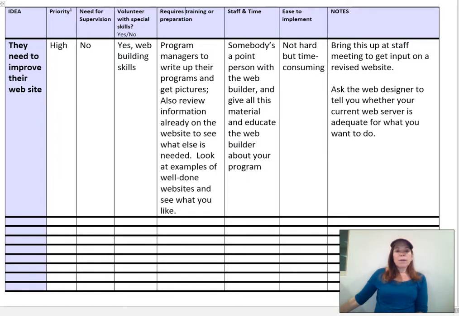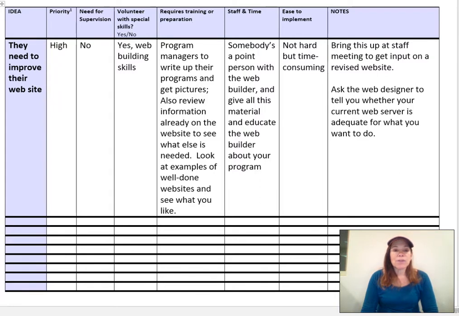All right, but what about, do we need volunteer with special skills? Yes, we know that we do. We need somebody that has good web design skills. Okay, so are they going to require training or preparation? Well, these people aren't going to require training, but they are going to require that you and your staff get prepared before they show up. Like, what do I mean by that?